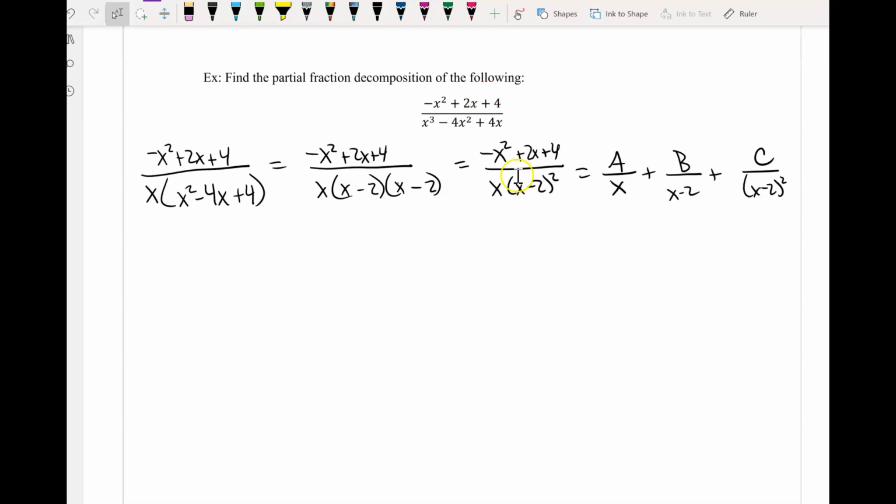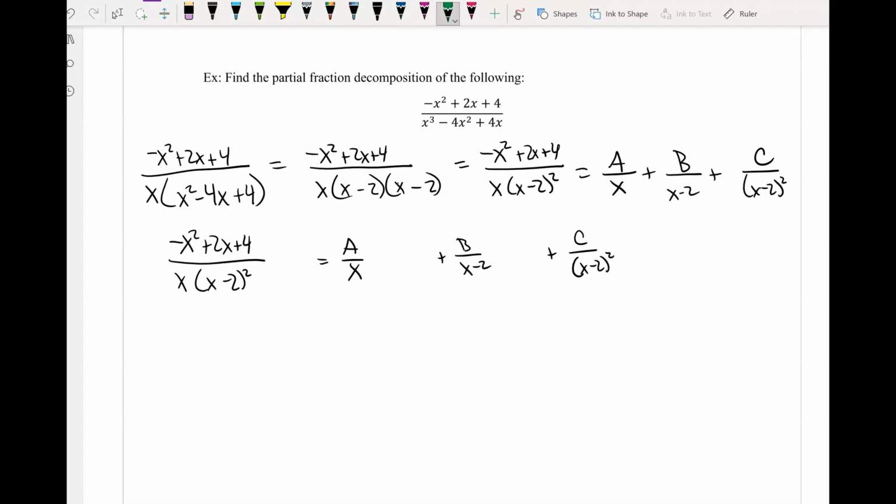So now the good thing is that the setup is probably the one thing that is going to be a little different. But in this case, the problem itself is the same. So we're going to write down exactly the same thing, negative x squared plus 2x plus 4 divided by x times x minus 2 squared. And this is going to be equal to a over x plus b over x minus 2, and then c over x minus 2 squared.